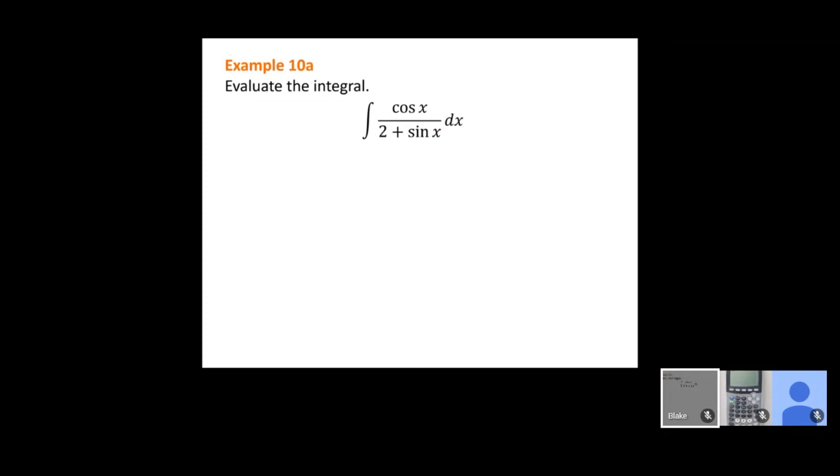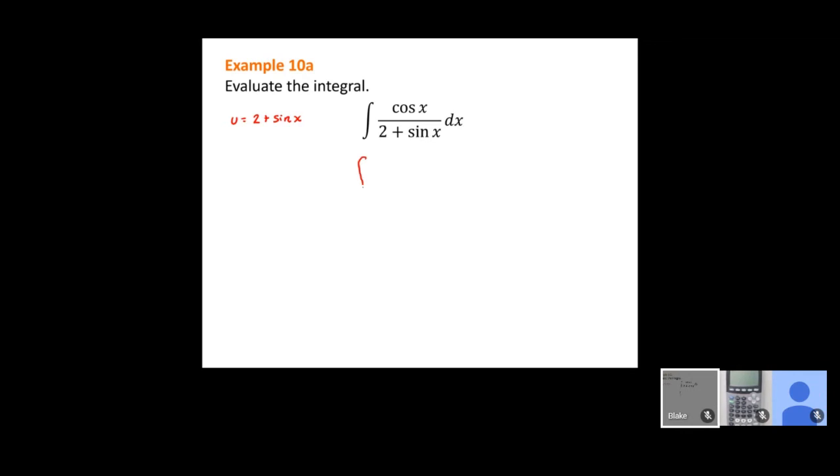All right. This one we've got cosine x over 2 plus sine x dx, and we just want to evaluate that integral. So how would you start this one? All right, so we are going to have to do a u substitution, right? There's no way to simplify this fraction first to help us find the antiderivative. So what would you let u be equal to for this one? Good. We're going to let it equal the denominator, the 2 plus sine x.